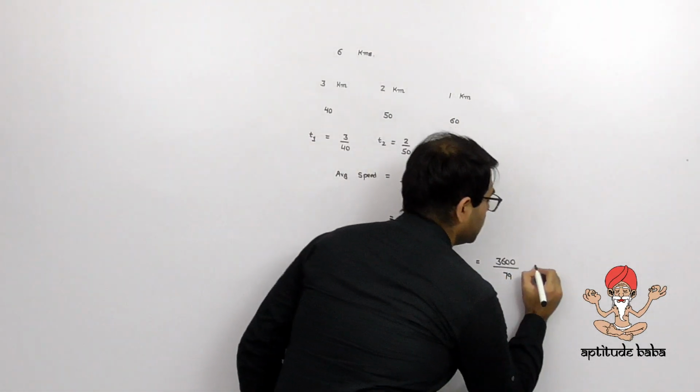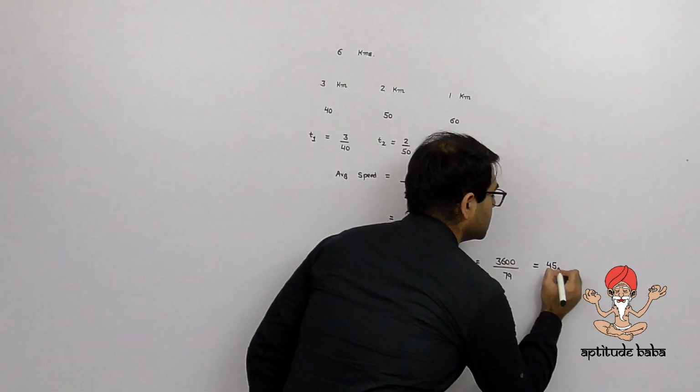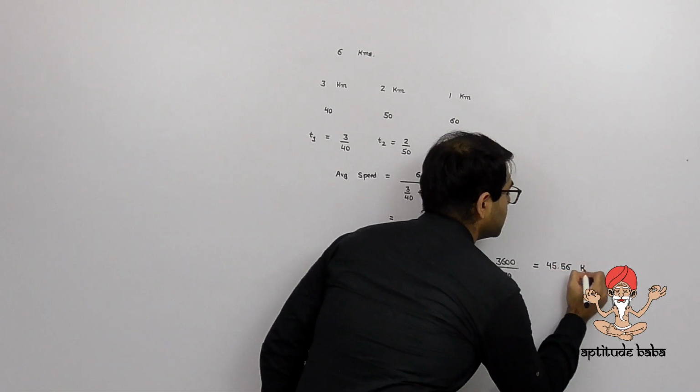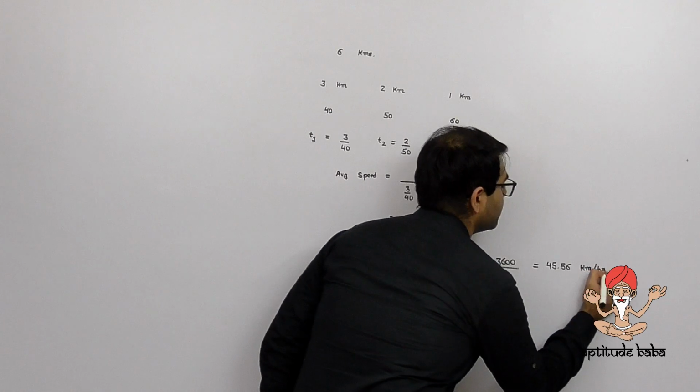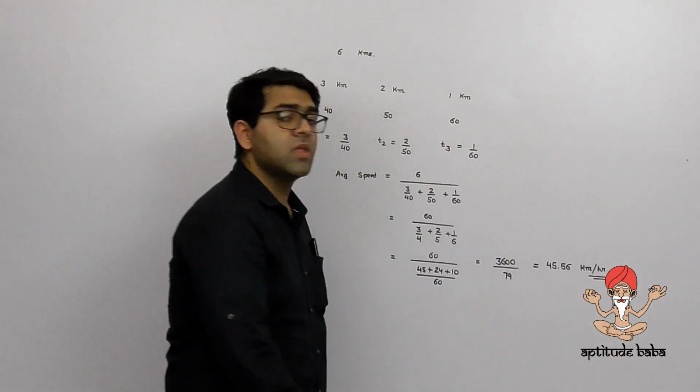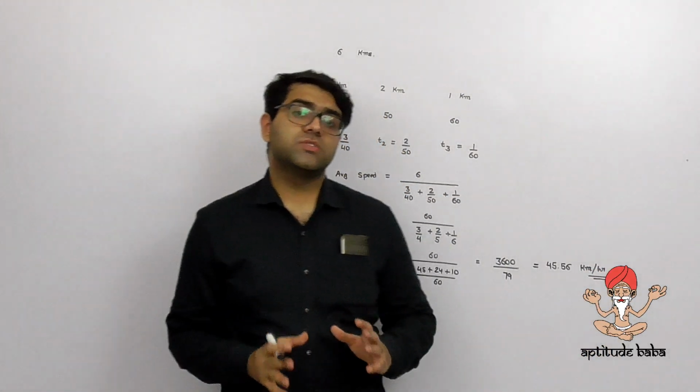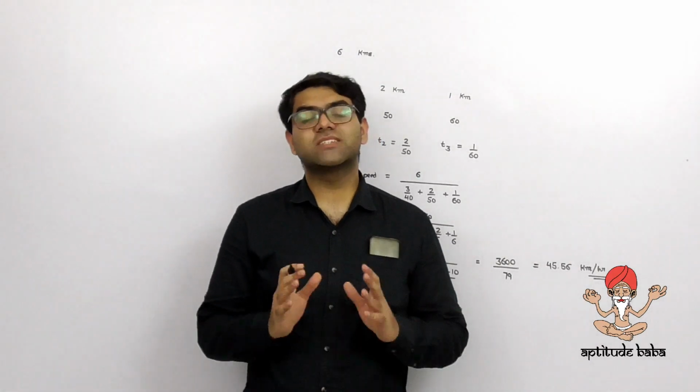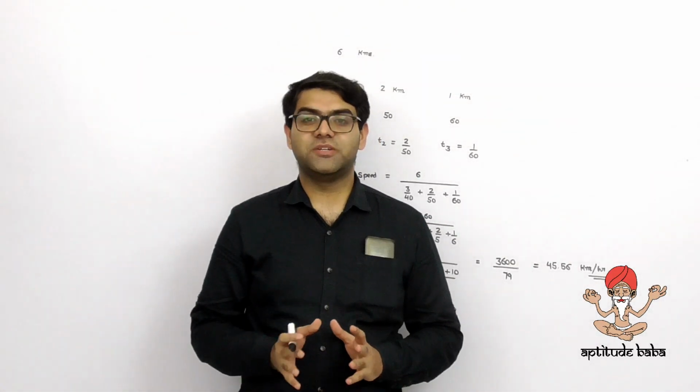Obviously आप इसको अपने एंड पे सॉल्व कर सकते हैं. It's a tedious calculation but you can solve it. The final answer will end up becoming 45.56 kilometers per hour. Hopefully we are able to follow this question. This is also a standard question type of your average speed.